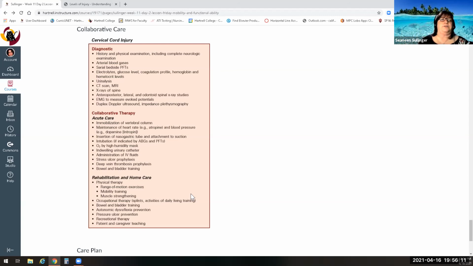And then the pressure ulcers, tissue integrity, recreational therapy. We don't really talk about recreational therapy. I don't know that hospitals have that department anymore. I know if it's a rehab hospital, or oftentimes pediatric hospitals will have recreational therapy departments. And so what do you think that is? It's not a trick question. Recreational therapy.